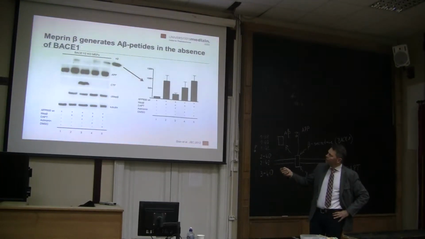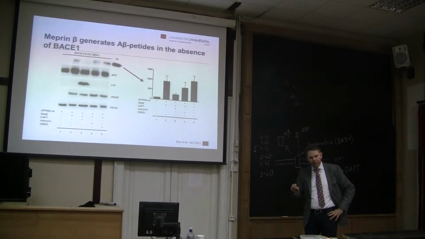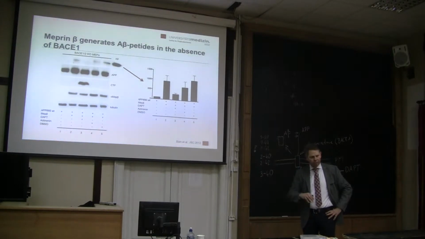So there is no base in these cells, but we can generate Aβ-peptides with meprin, and we can inhibit it again as we have done before. So we think meprin is capable of generating Aβ-peptides even without base 1.